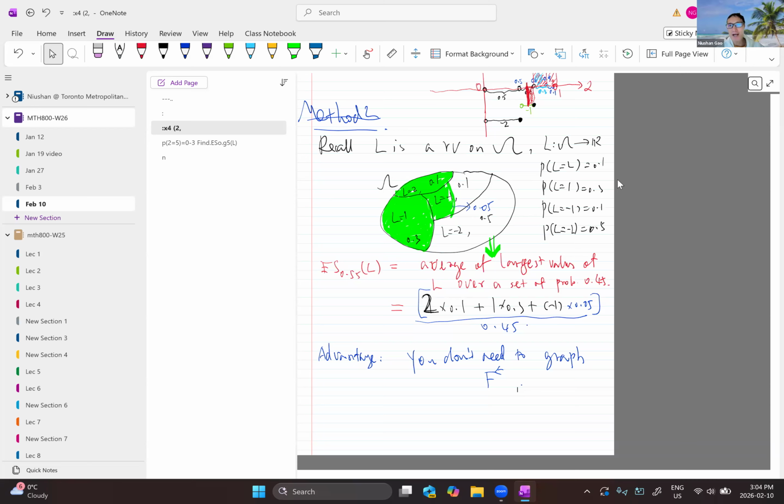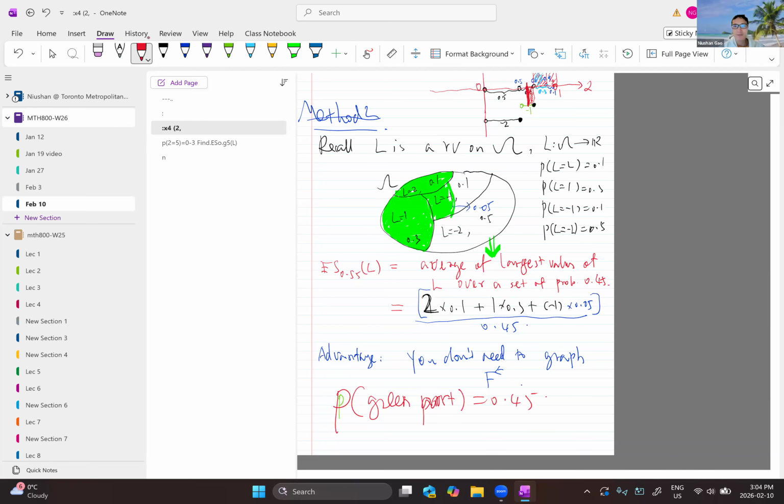What is the green part? What is the probability of the green part? L equals 1, the probability is 0.3. L equals 2, the probability is 0.1. L equals -1, the probability I choose is 0.05. So in total, the green part has probability 0.45. Let me write it down here: the probability of the green part is 0.45.